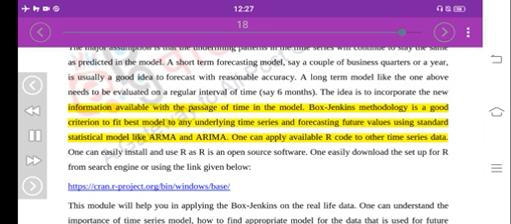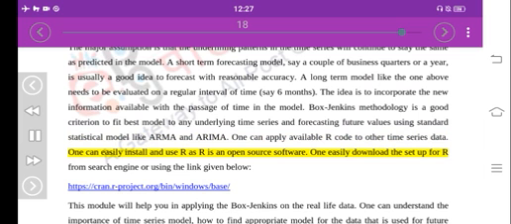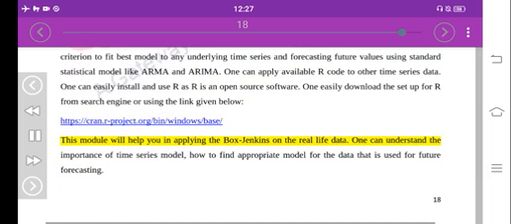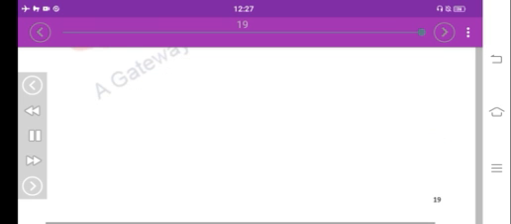Box-Jenkins methodology is a good criterion to fit the best model to any underlying time series and forecast future values using standard statistical models like ARMA and ARIMA. One can apply the available R code to other time series data. One can easily install and use R as open source software. One can easily download the setup for R from a search engine or using the link given below. This module will help you in applying Box-Jenkins on real-life data. One can understand the importance of time series models, and how to find an appropriate model for the data that is used for future forecasting.